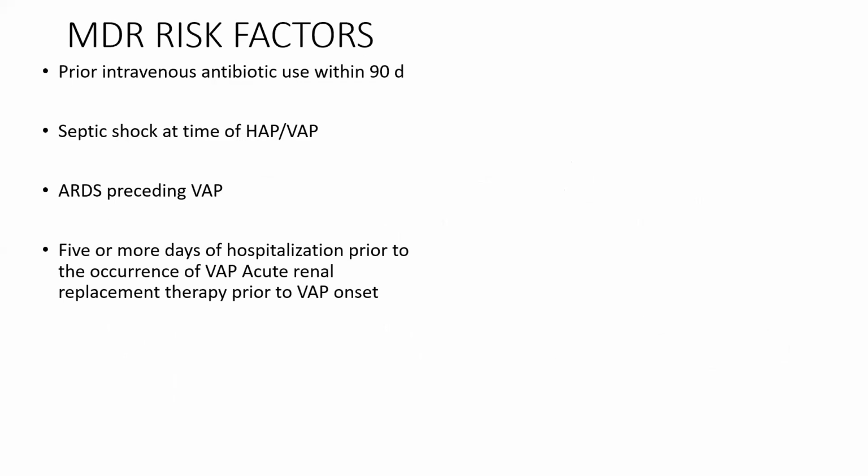The other thing is that we noticed there are studies that have come out with a few patient risk factors that can be taken into account when you are making your antibiotic choices. One is use of an IV antibiotic within 90 days, septic shock at the time of HAP, RDS, VAP, and then a history of hospitalization.